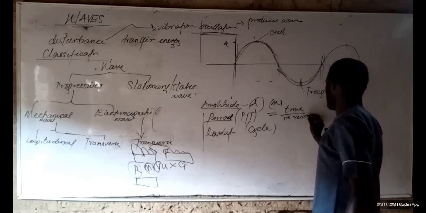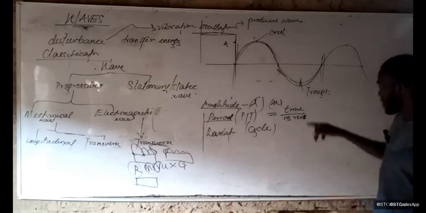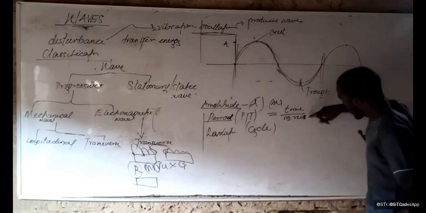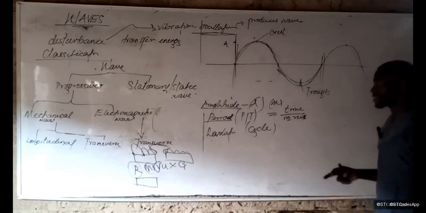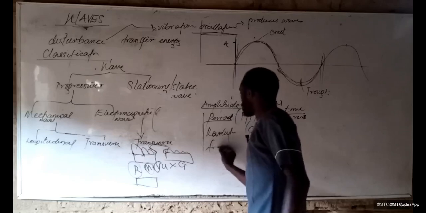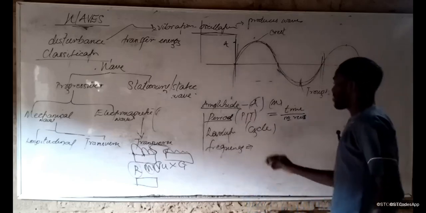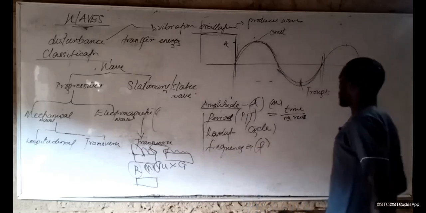Time per number of revolutions. Is that okay? The time taken per number of revolutions, that is the period. Now, let's talk about what the frequency is. The frequency is just the opposite of what we had there. The frequency is given by F.